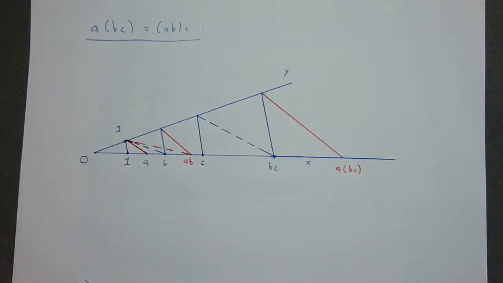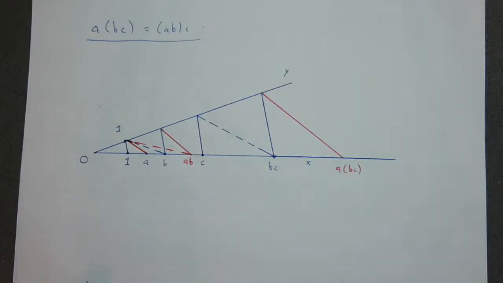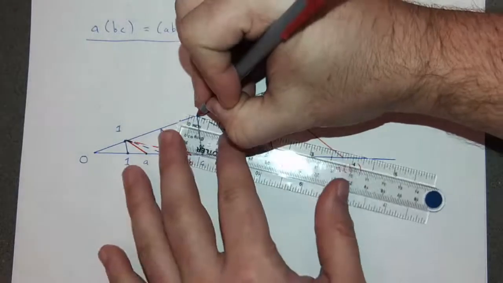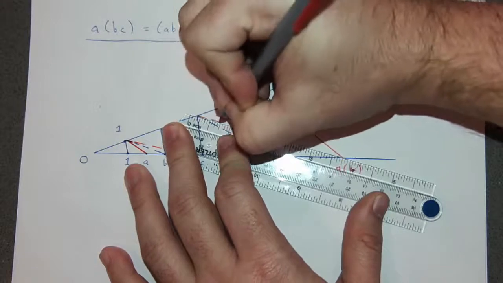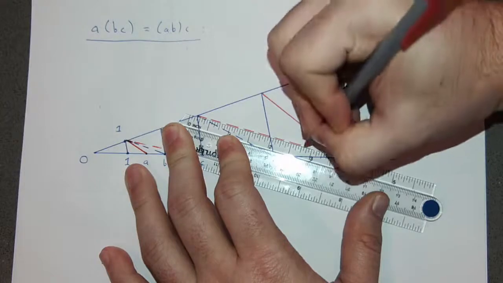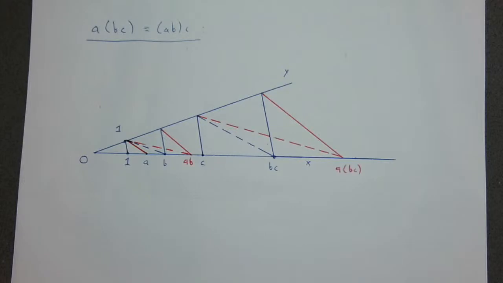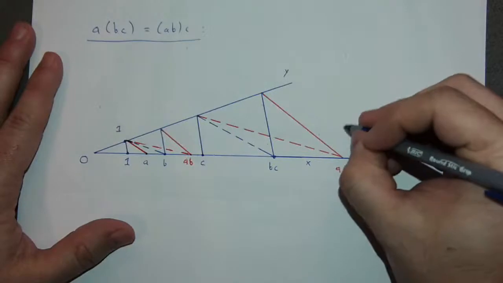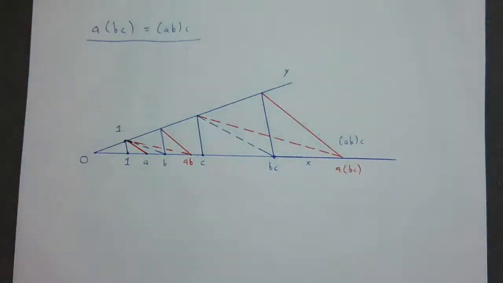Okay. And then to multiply that by C, I would need a dashed red line from C that is parallel to it. Or when I say from C, I mean from the corresponding point for C on the y-axis. Hey, what do you know? What do I get here? I get A times B times C. That's what I've constructed.